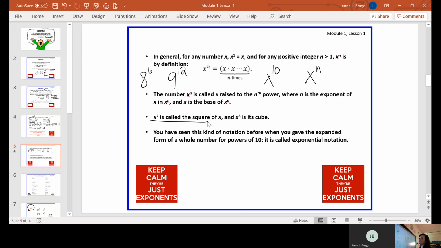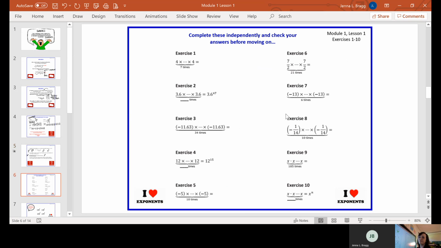X to the second is called squared, so sometimes you may see me write 3x to the second. I'll say 3x squared. It's the same thing. Over here, x to the third is pronounced cubed, so x cubed. You can pause here and do exercises 1 through 10, and then I will go over the answers.